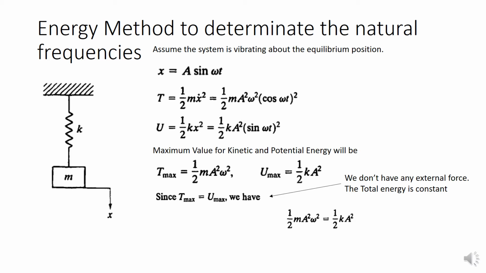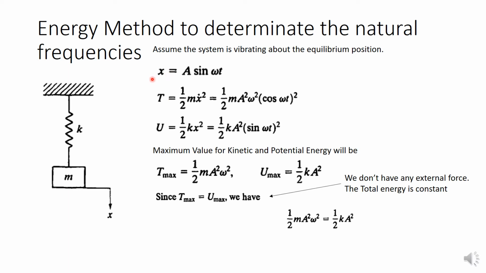So assume our system will oscillate. If it oscillates, the x displacement should be A multiplied by sine omega t. Assume it oscillates, and we will have a certain amplitude A and a certain oscillation frequency. We call it the natural frequency omega. And we want to know what omega is related to.